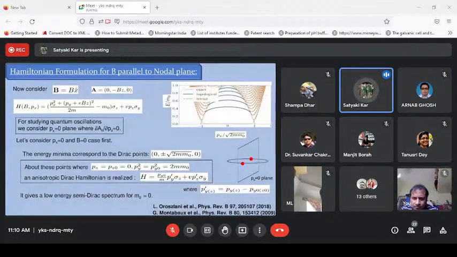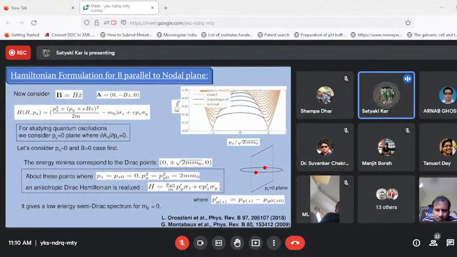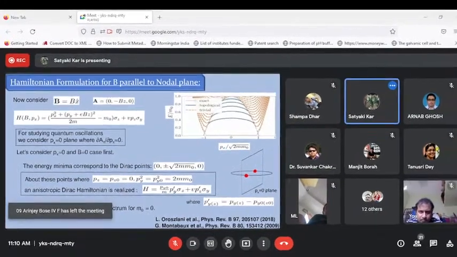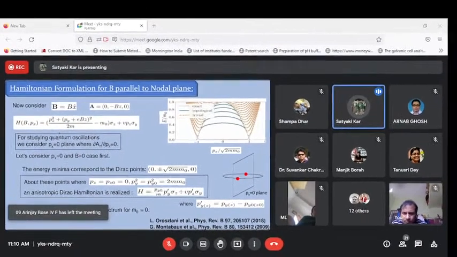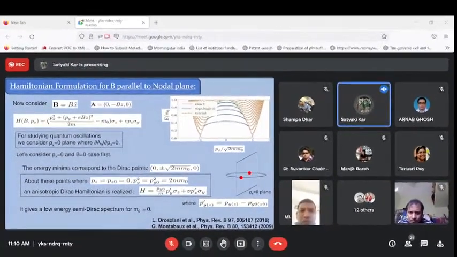So the next thing is when my magnetic field is in the nodal plane. When my magnetic field is in the nodal plane, let's say in the x direction, then the problem is trickier because the xy symmetry of the problem is lost because the field is in the x direction. But still we can write the Hamiltonian expression after doing the Peierls substitution, which looks like that.